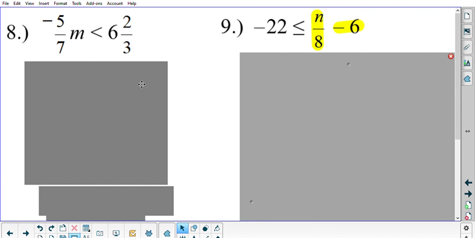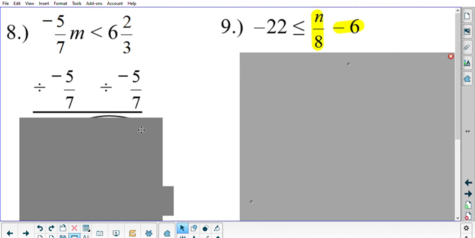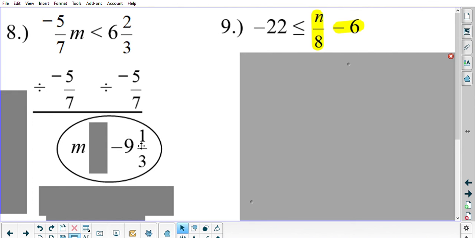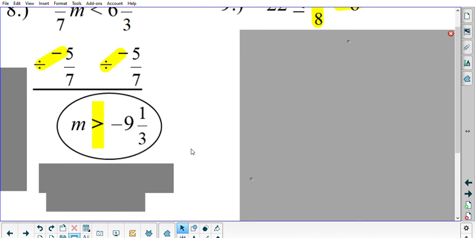All right, let's check to see how you did. I assume you already did 8, 9, and 10. If not, you better hit pause now. Number 8, since the variable was being multiplied by negative 5 sevenths, you're going to divide by negative 5 sevenths. That's going to give you negative 9 and 1/3. Now, will this make the inequality symbol switch direction? The answer is yes, because you are dividing by a negative on both sides. So boom, the inequality symbol must switch direction.